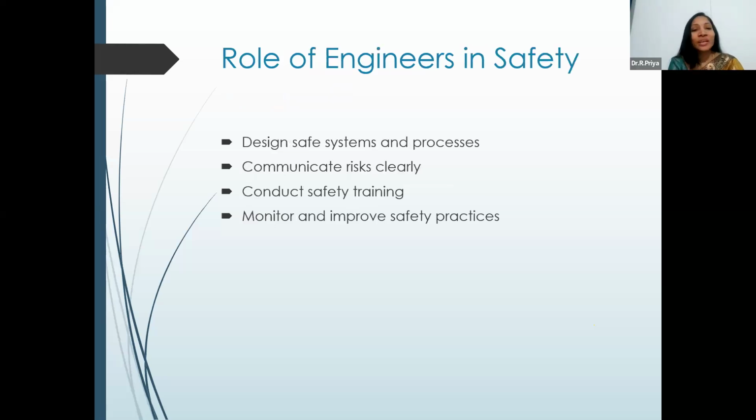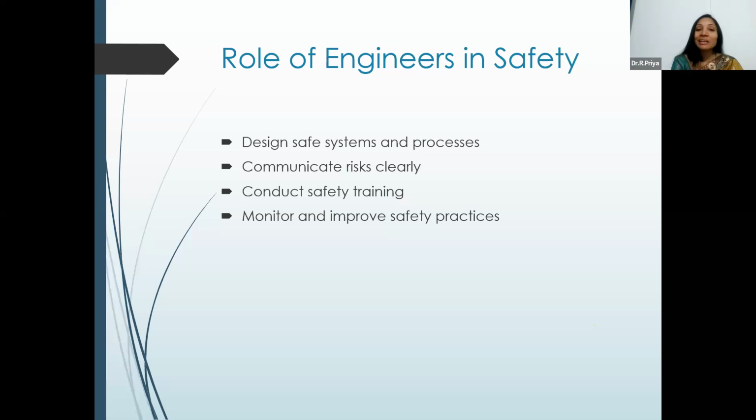Then what is the role of engineers in safety? First, design safe systems and processes. The engineers play a primary role in ensuring safety right from the design stage, because safe engineering design reduces the risk before work even begins. This includes a proper selection of materials, equipment layouts, fail-safe mechanisms, and safety margins also. So mechanical engineers designing machines include emergency stop buttons, proper guards, and interlocks to prevent accidental contact with moving parts.